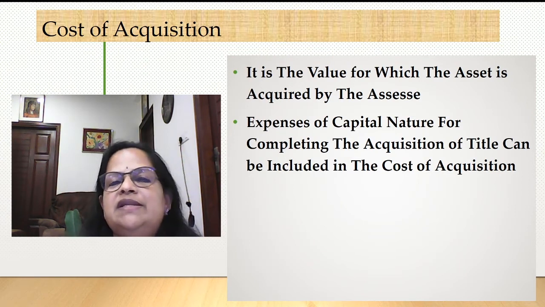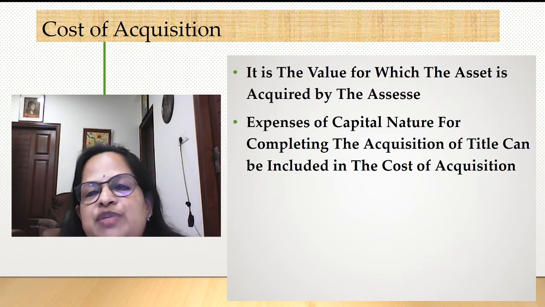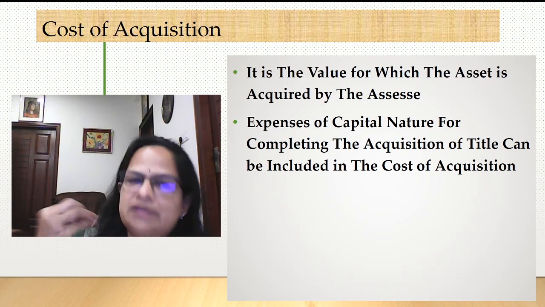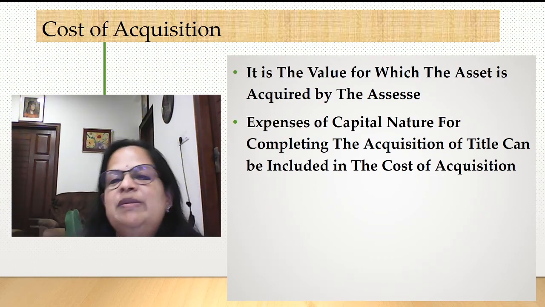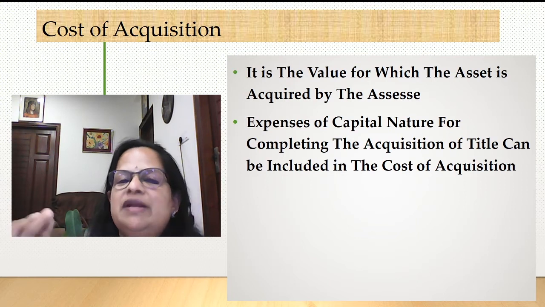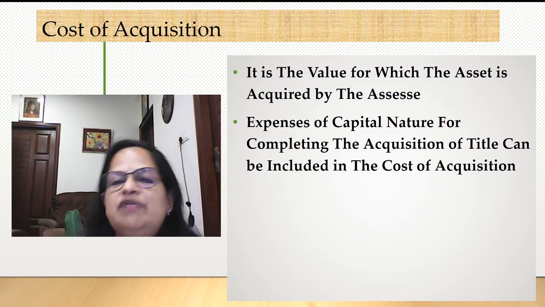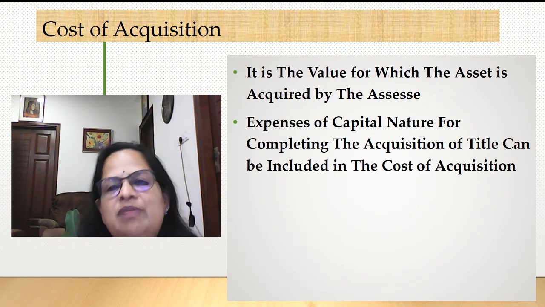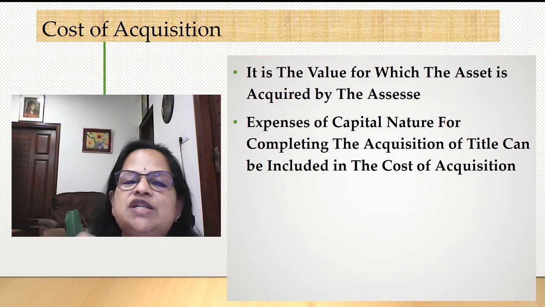Now cost of acquisition, it is the value for which the asset is acquired by the assessee. The simple meaning is the purchase price. So expenses of capital nature for completing the acquisition of title can be included in the cost of acquisition. Sometimes some legal expenses will be there, registration fees will be there, stamp duty will be there, court fees will be there. All this can be included in the cost of acquisition, meaning it's nothing but the purchase price of the asset.